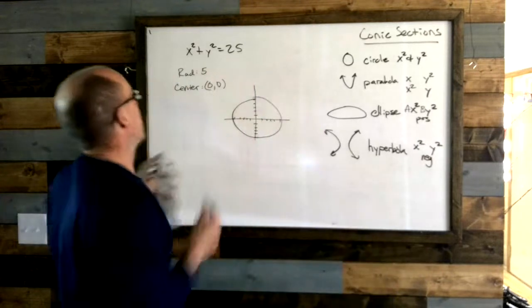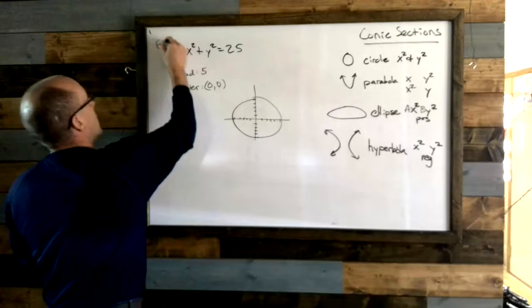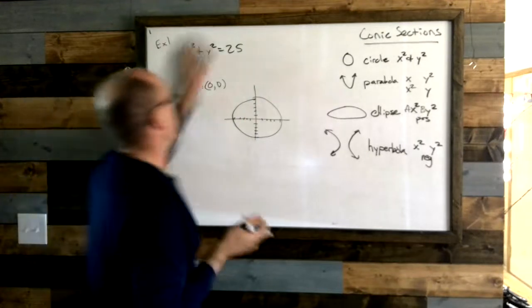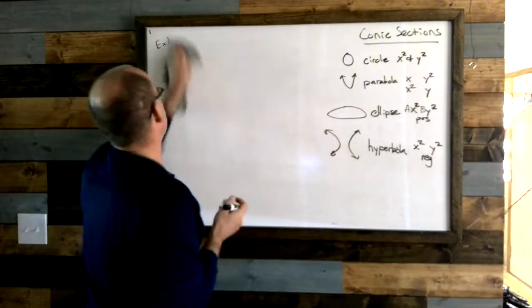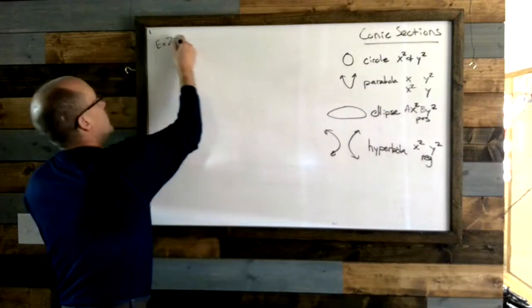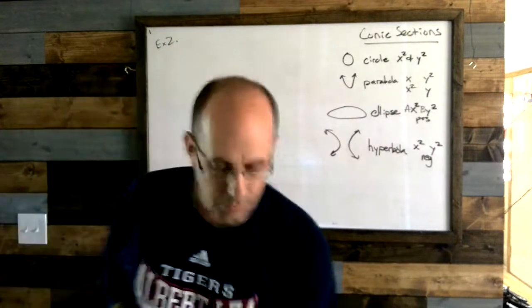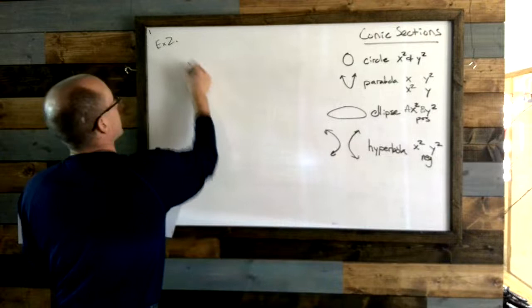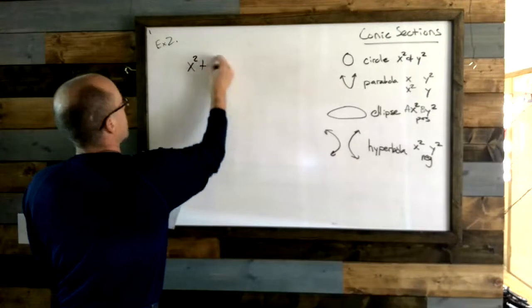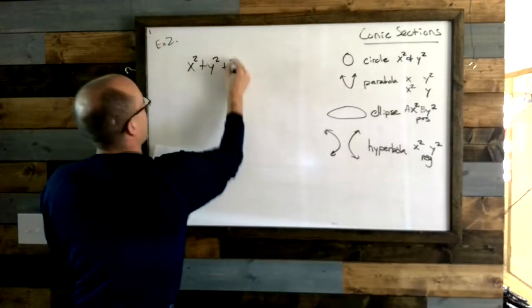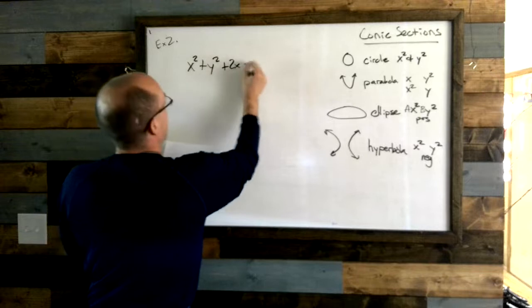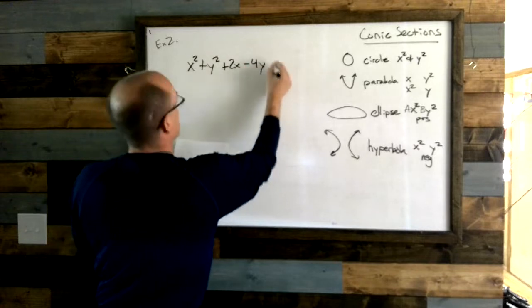That's our first example, okay? Example 1 would be our circle. We're going to do another circle that doesn't have a center at 0, 0. So that'll be example 2. And this one looks like this. X squared plus y squared plus 2x minus 4y is equal to 4.